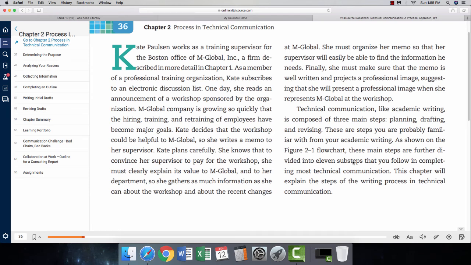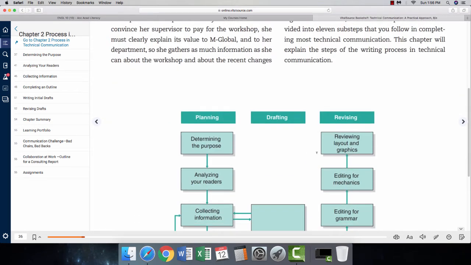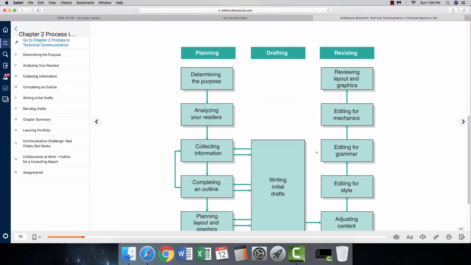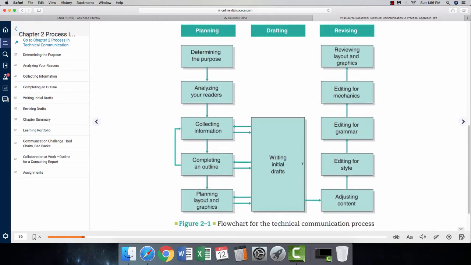Part of your reading this week is Chapter 2, pages 36 to 46. This chapter is called Process and Technical Communication, and basically the entire chapter is about how to plan, execute, and perfect your writing projects. They offer an example of someone who needs to write, and they explain that person's process. And there's this lovely graphic here that breaks down planning, drafting, and revising for technical writing specifically.